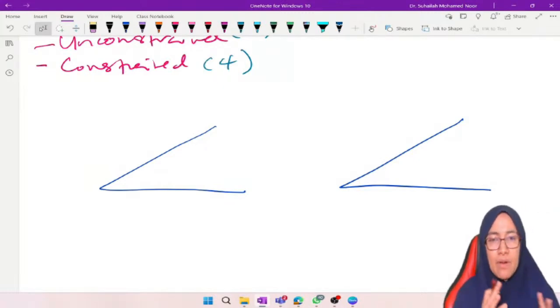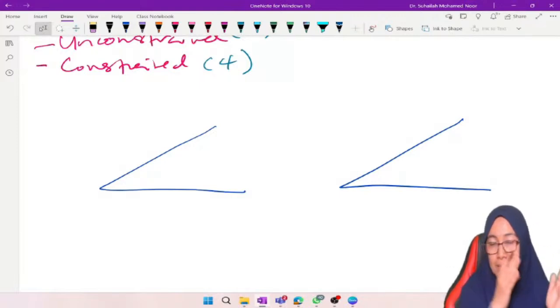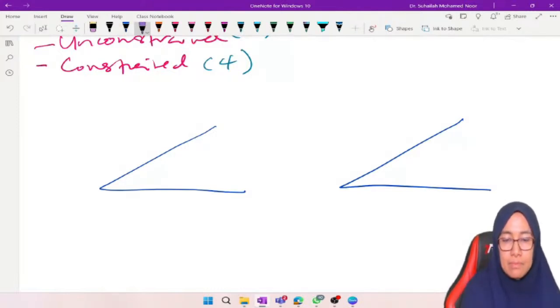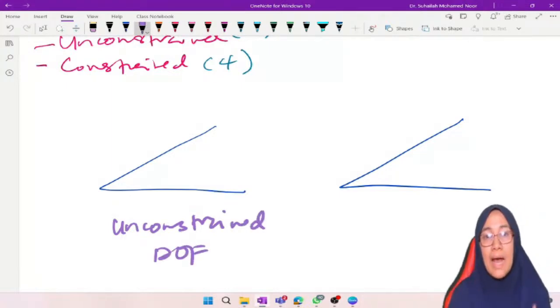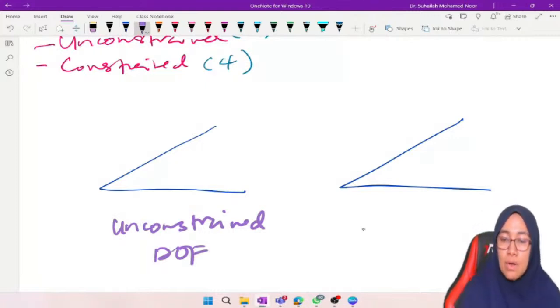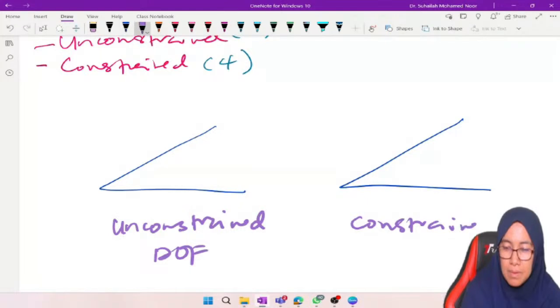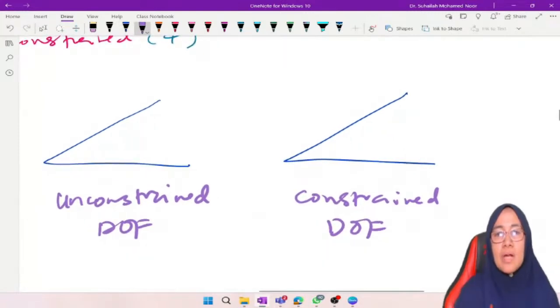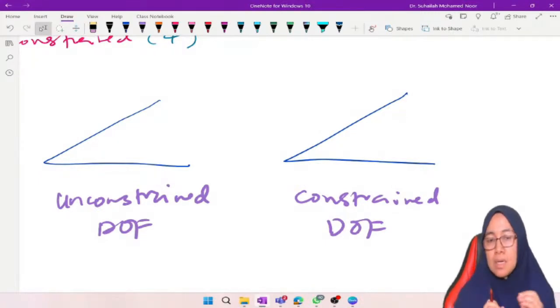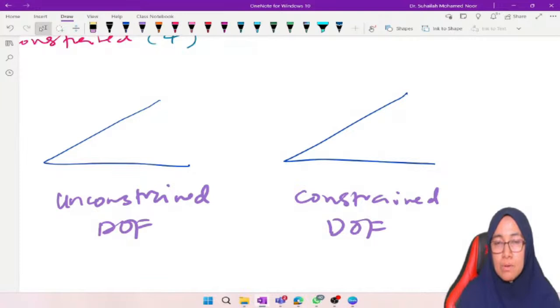Whenever we draw, we start with unconstrained, then constrained. The left diagram refers to the unconstrained degree of freedom, and the other is the constrained degree of freedom. We draw it separately. Just sketch the element line like this.